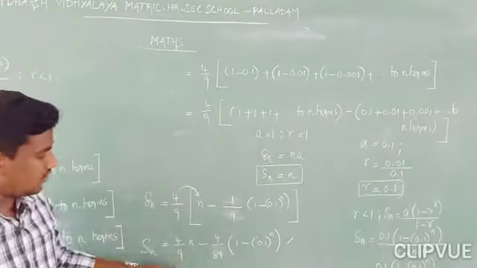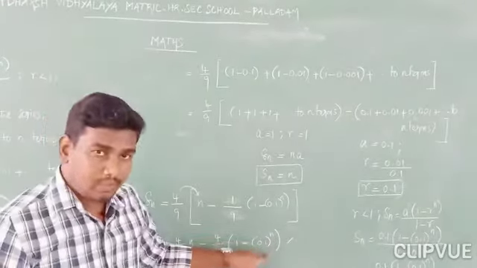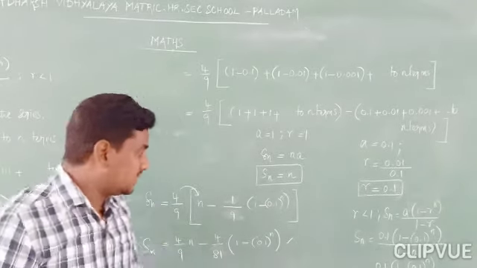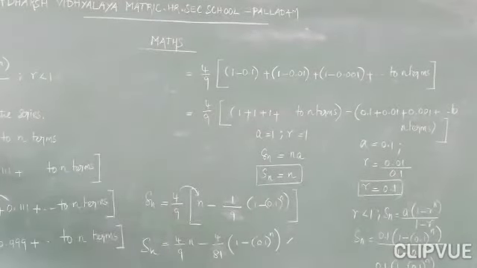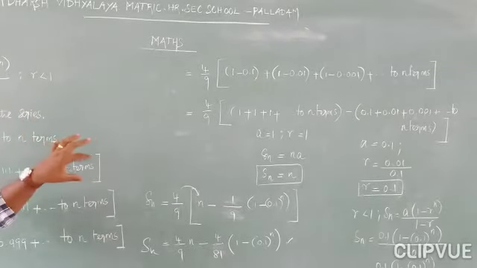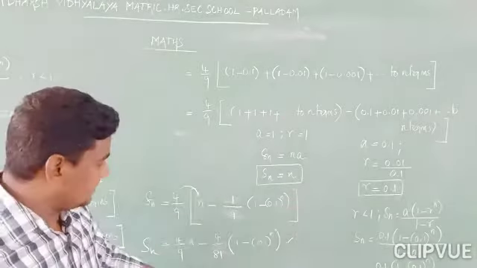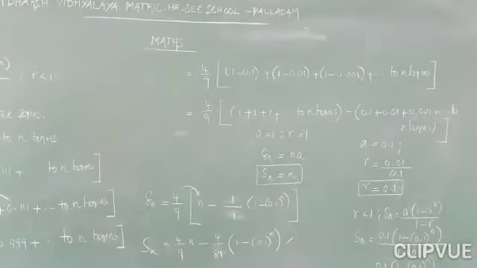So this will be the answer. Sn is equal to 4 by 9 into n minus 4 by 81 into 1 minus 0.1 whole power n. This is the sum to the n terms of this series, 0.4 plus 0.44 plus 0.444 to n terms. Okay. So you know that this is neither AP nor GP. We have converted into GP, then we find the answer for this series.